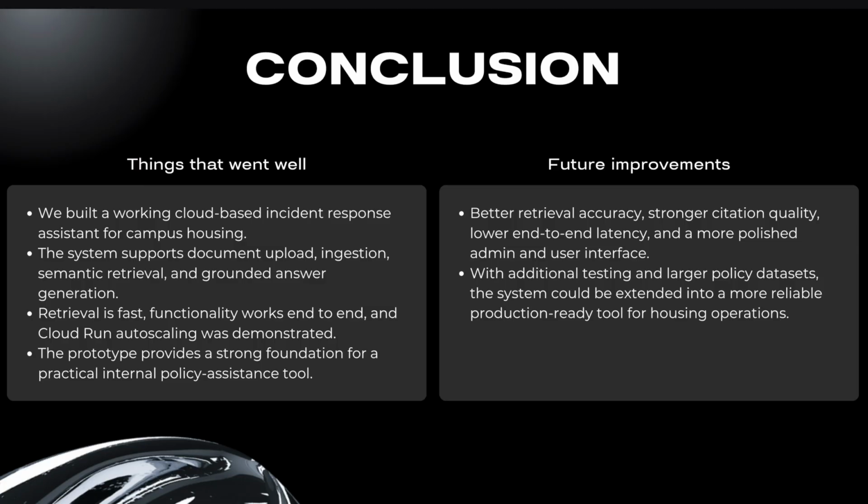At the same time, this is still a prototype. There are clear ways we can improve. Some of the biggest next steps would be improving the retrieval service accuracy, making citations stronger and more reliable, reducing the slower end-to-end response time, and polishing both the admin interface and the user experience.